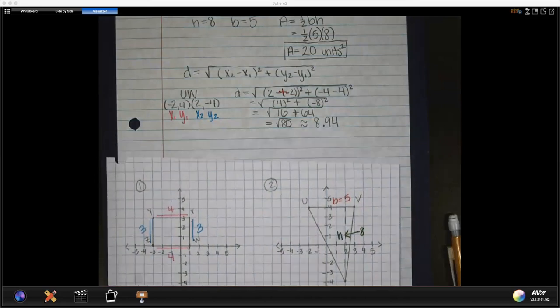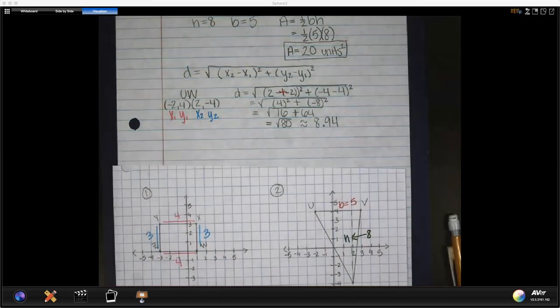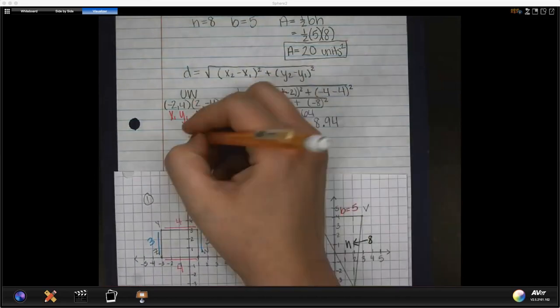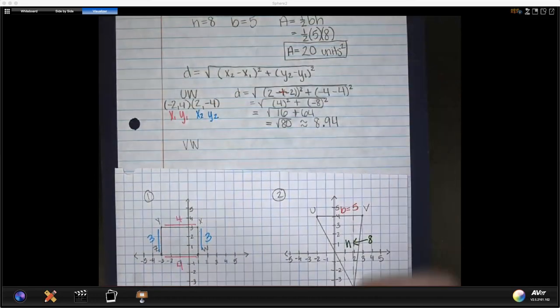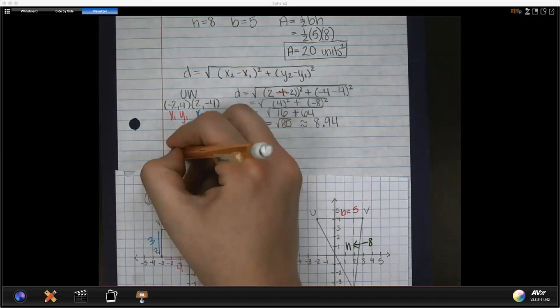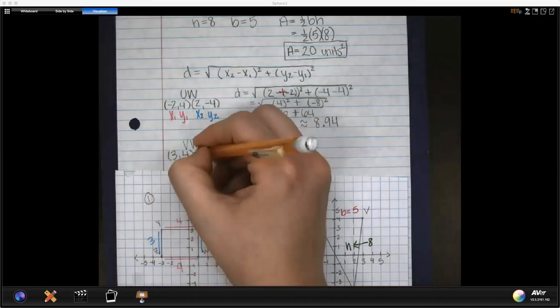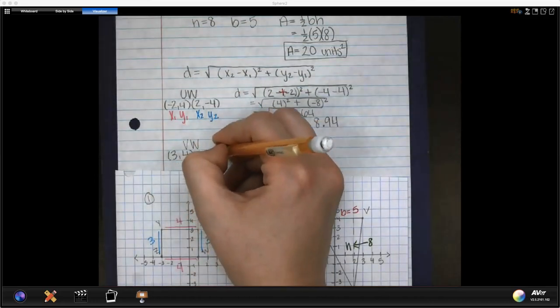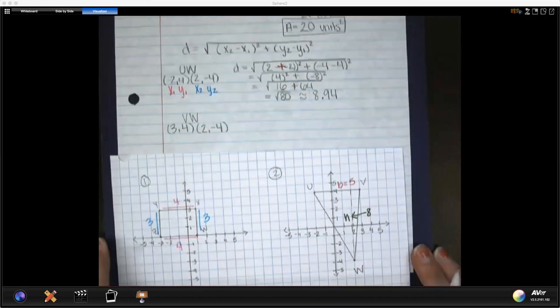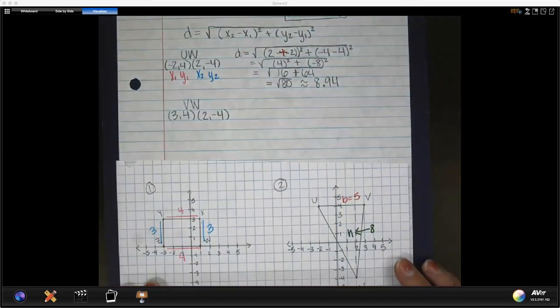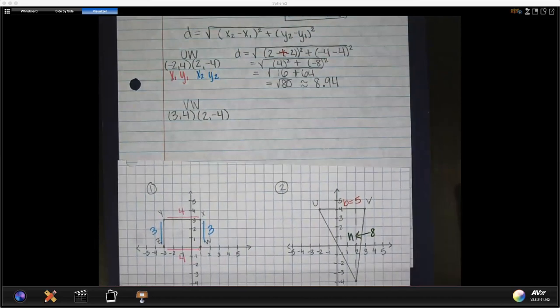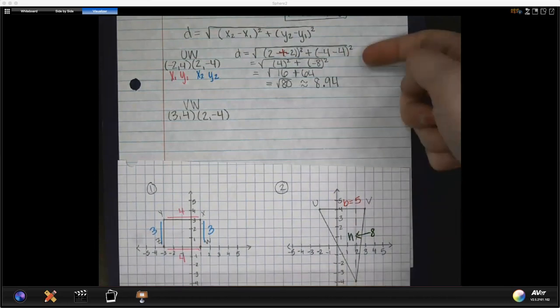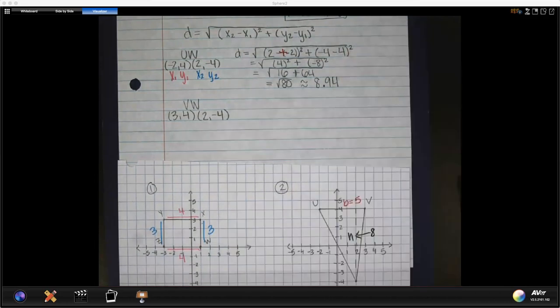Okay, I would like you guys to try the other side, to find the other side, which is VW. You're going to do the same skill. You're just using one point different. I'd like you to find the distance of the side length of VW. Please use the information above as your guide to help you if you're not sure.